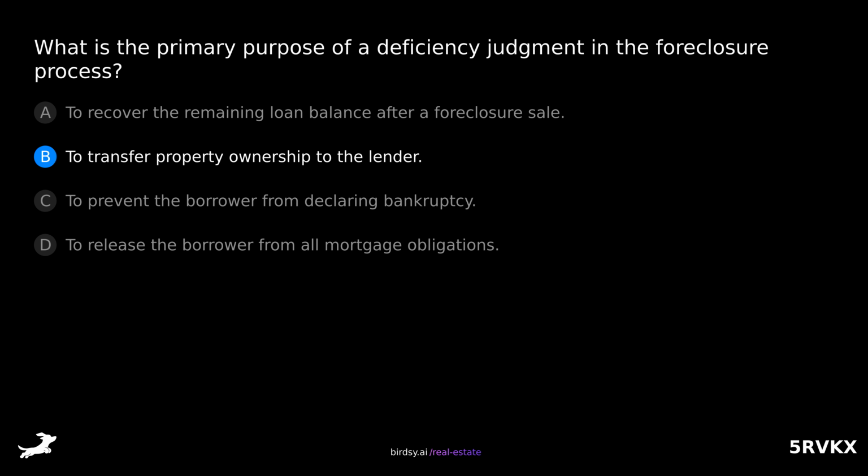B, to transfer property ownership to the lender? C, to prevent the borrower from declaring bankruptcy? Or D, to release the borrower from all mortgage obligations? The correct answer is A, to recover the remaining loan balance after a foreclosure sale.